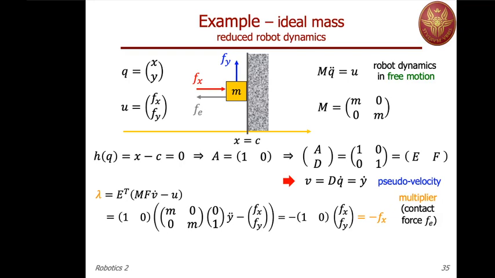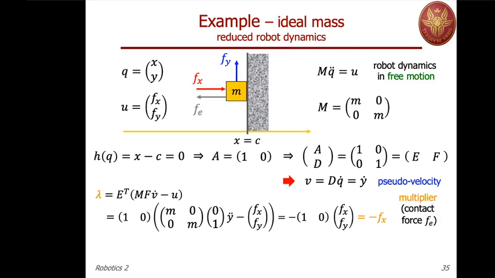So its transpose is a row 1, 0. And then we multiply the inertia matrix of the robot, which is a diagonal matrix with a small m on the diagonal. F is again the second column of the inverse, again 0, 1. And then we multiply by v dot, which is y double dot, and then we subtract the u command vector, so fx, fy.